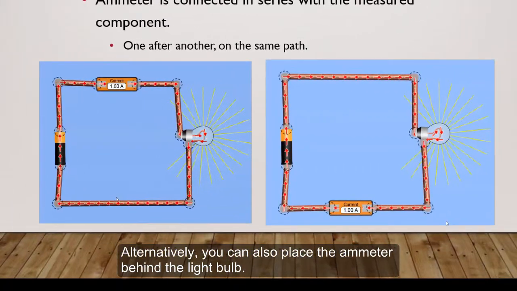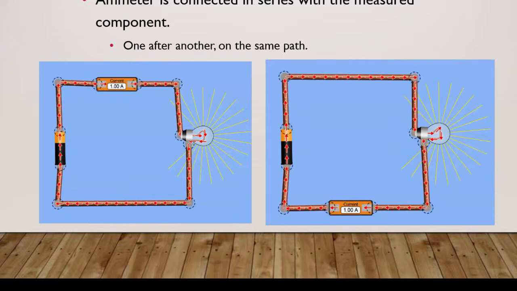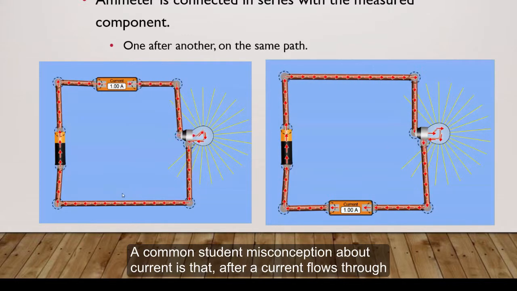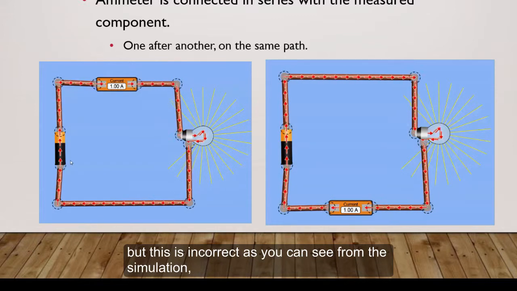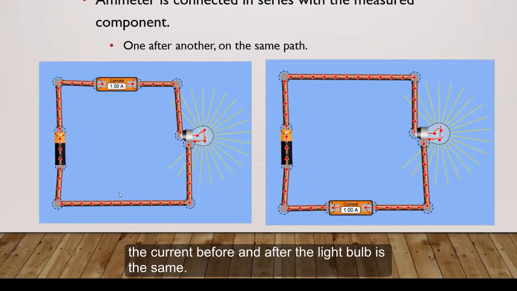Alternatively, you can also place your ammeter behind the light bulb. So again, the current flowing through from the battery, to the light bulb, and then to the ammeter will be the current that the ammeter measures. A common student misconception about current is that after a current flows through a component, in this case a light bulb, the current will be lesser than before. But this is incorrect. As you can see from the simulation, the current before and after the light bulb is the same.